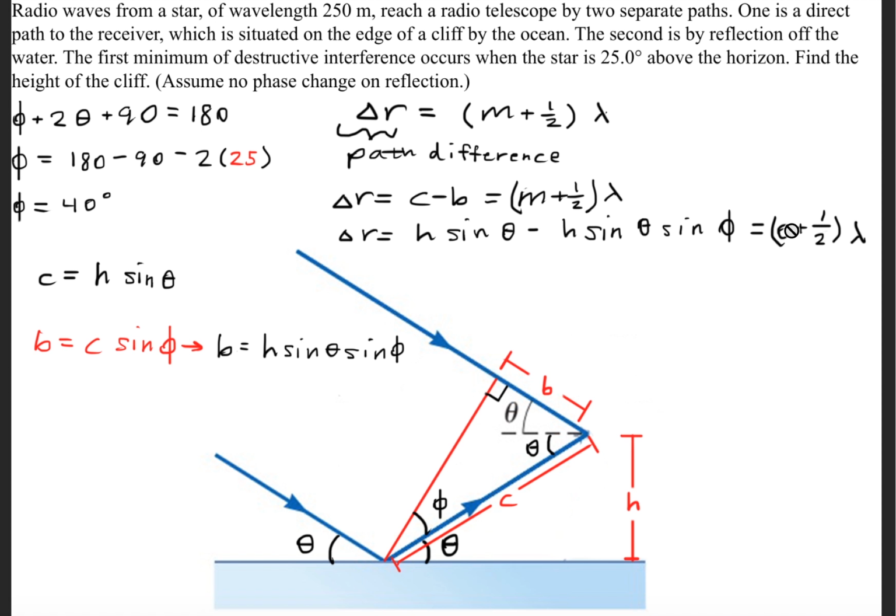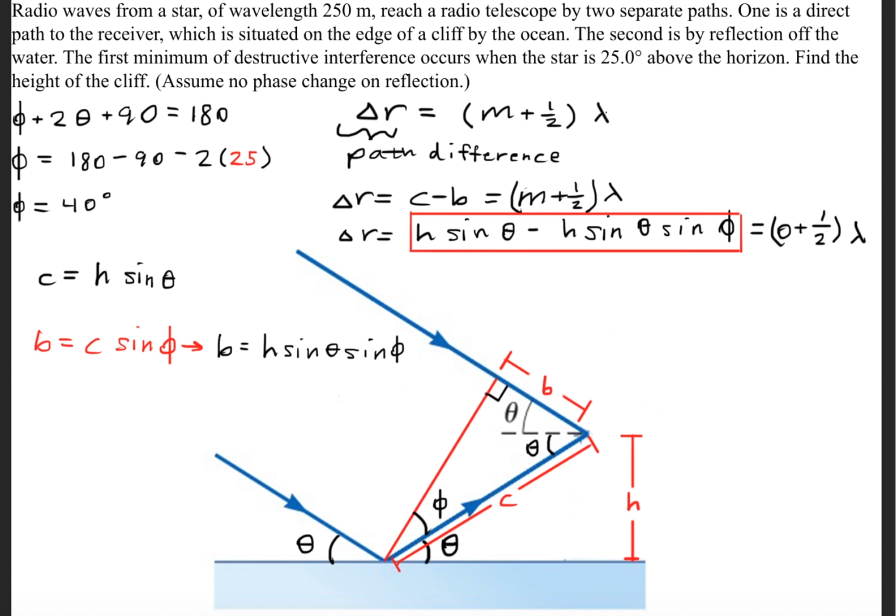The reason we're going to make this 0 is, one, we want to make this a more simplified equation, and the second reason is that the question is asking for the first minimum of destructive interference. The first minimum is going to occur at 1/2. And for that to be true, this integer value for m would have to be 0.